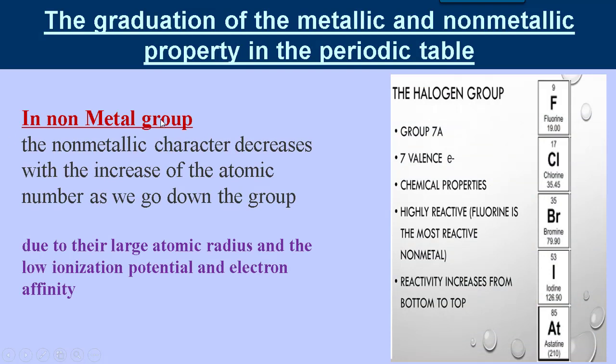In non-metal group, the non-metallic character decreases by increasing the atomic number. So as we move from up to down in a group of non-metals, the non-metallic property decreases, and this is due to the large atomic radius and low ionization potential and electron affinity.